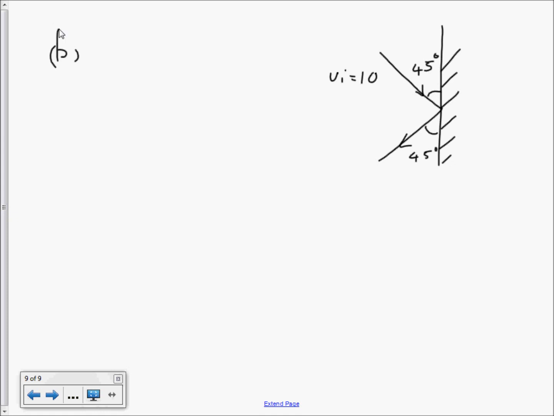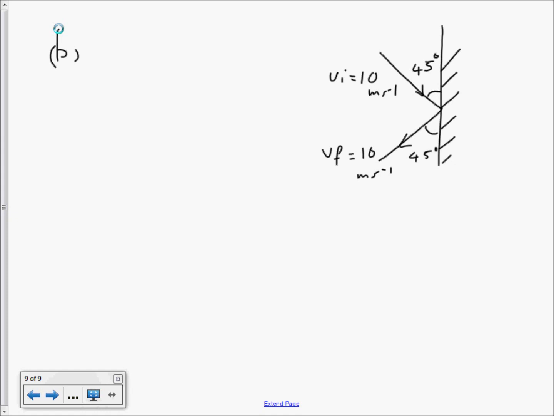Full screen again. So this time it's at 45 degrees. So this is part B. So let's draw our wall. Let's have the ball coming in at 45 degrees to the wall, coming off at 45 degrees to the wall. V initial, 10 meters per second. V final, 10 meters per second. Again, that is not the vector diagram.